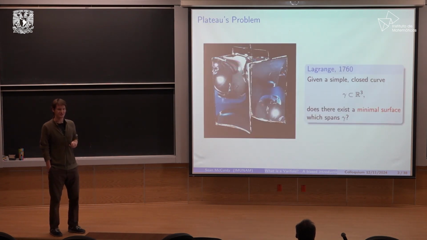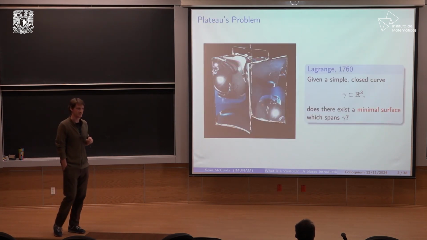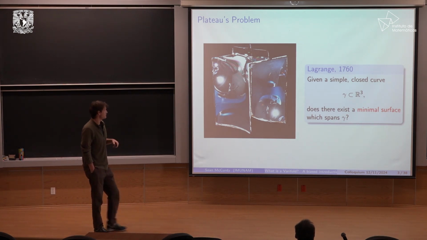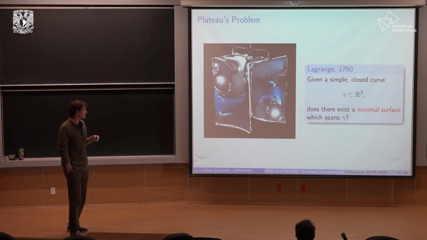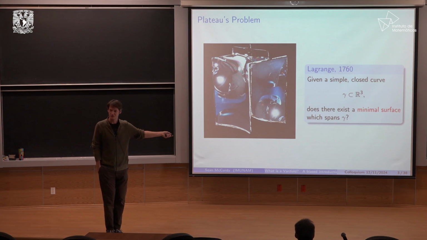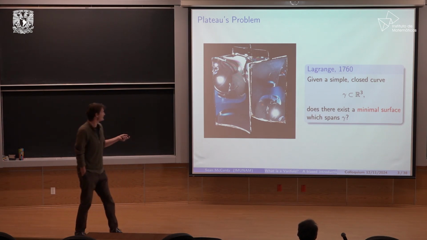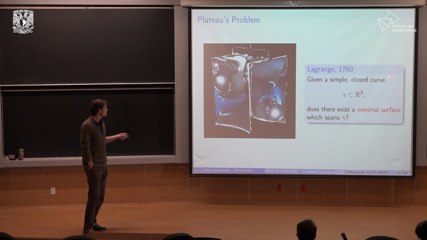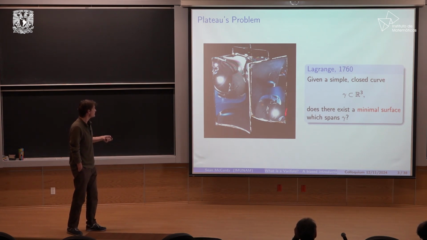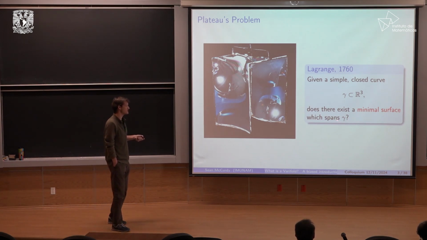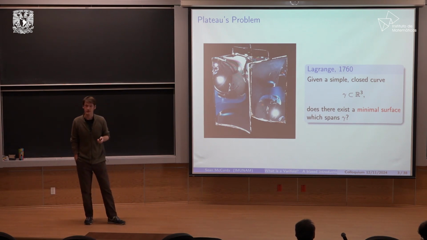So we're going to focus on one of the most famous examples of geometric variational problems, the so-called Plateau's problem. Plateau's problem was introduced over 40 years before Plateau was even born by Lagrange. And he asked the question, given some simple closed curve, maybe given here by this wire, does there exist a minimal surface which spans that curve?